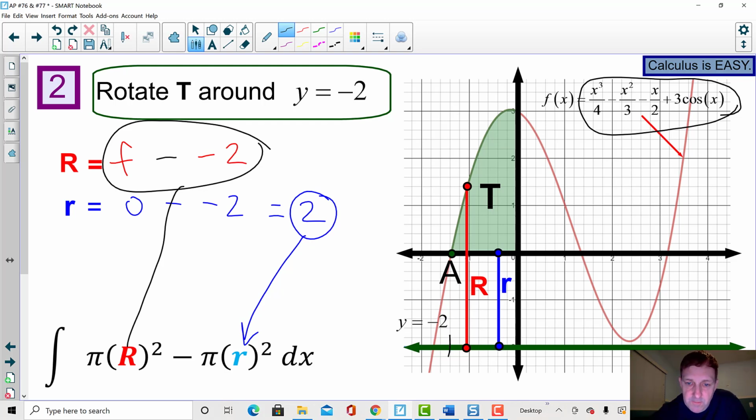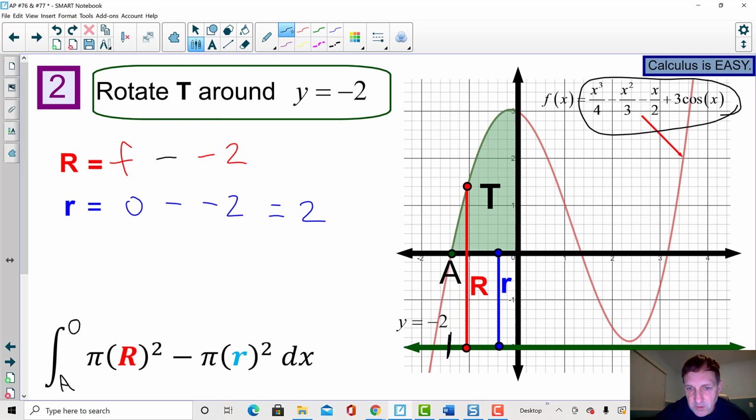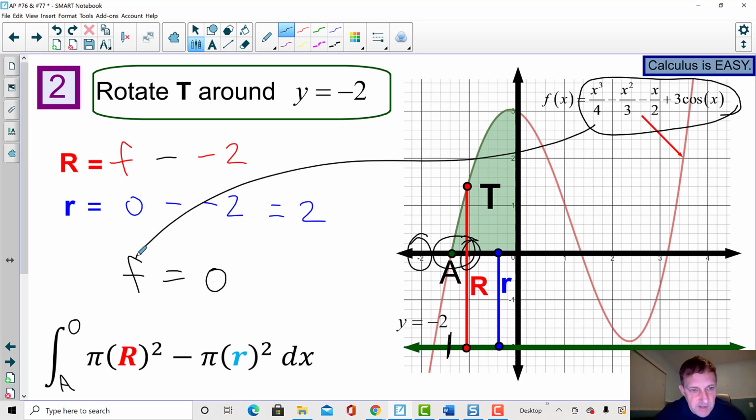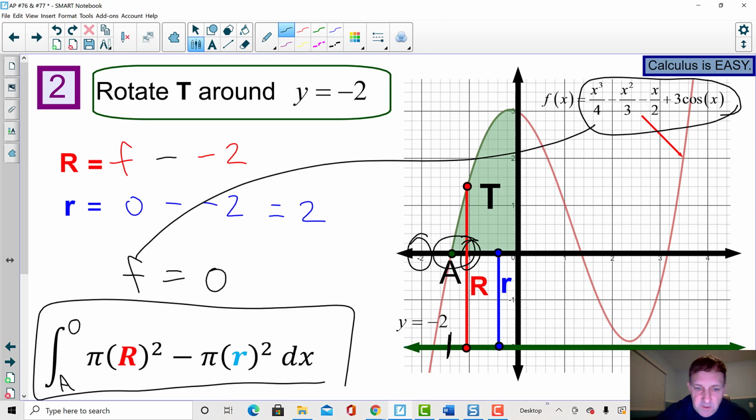Our bounds are going to go from a all the way to 0. Now we do need to solve for the a. Now the way that you solve for a is you set your curve equal to 0. We would find 3 answers. We don't want those other 2. So you could evaluate it between -2 and -1. But basically we're just going to set our function equal to 0. And that's how you'll get your a. So here's our integral at the bottom. And you still got to solve for a. And you still got to plug in your big R and your little r.